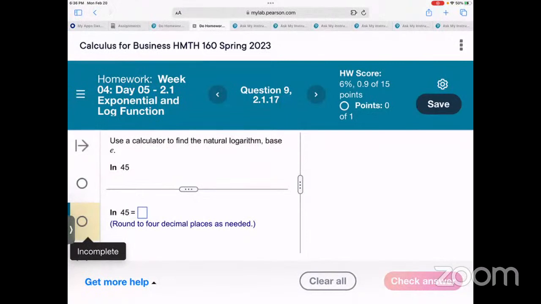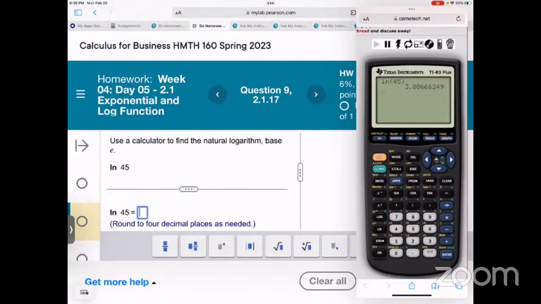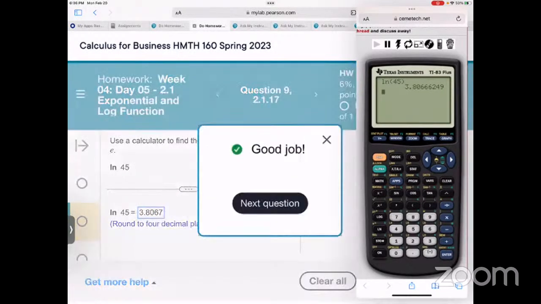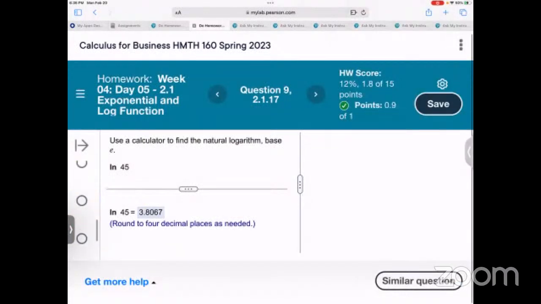Use the calculator to find the natural log, base e, right? So calculator, trusty, dusty, rusty. We're just going to say natural log of 45 and see what happens. Rounded to 4 decimal places, 3.8067. Let's see what's next. I'm going to skip that one.